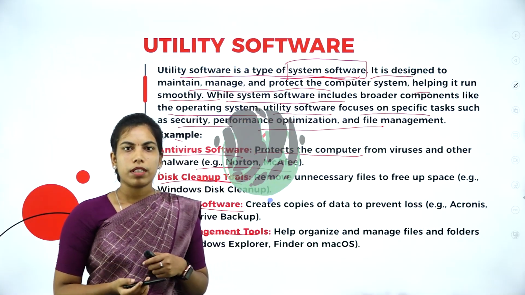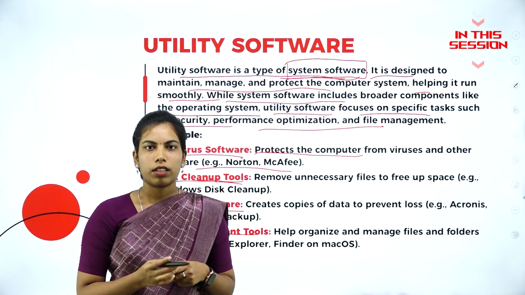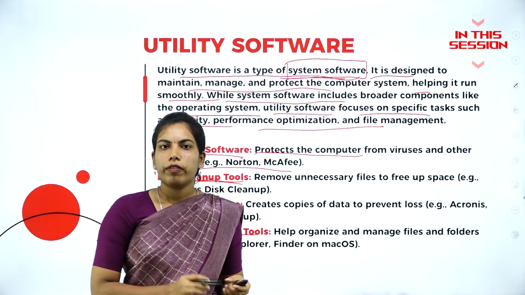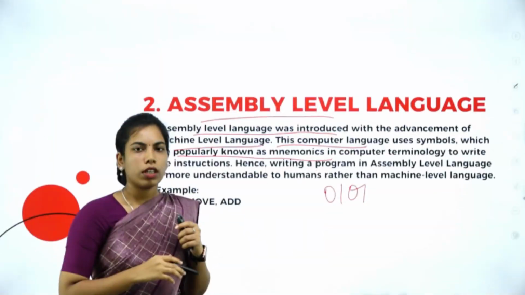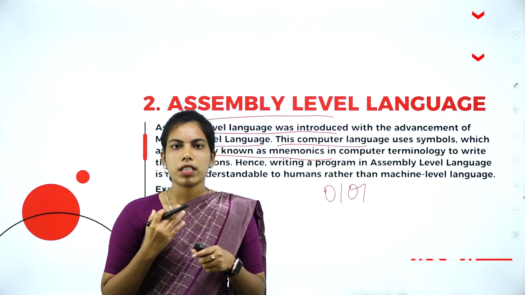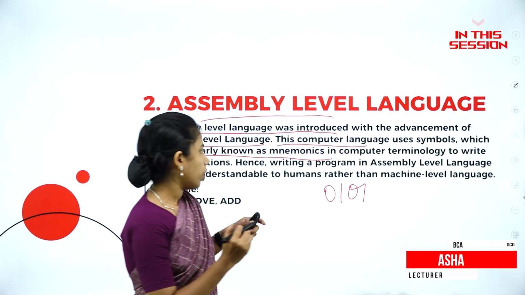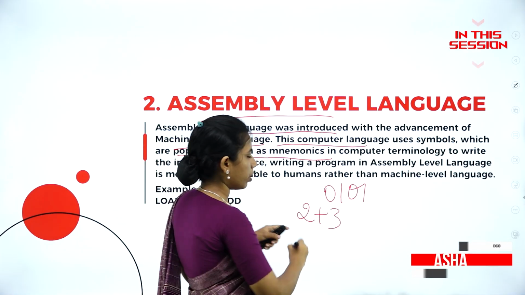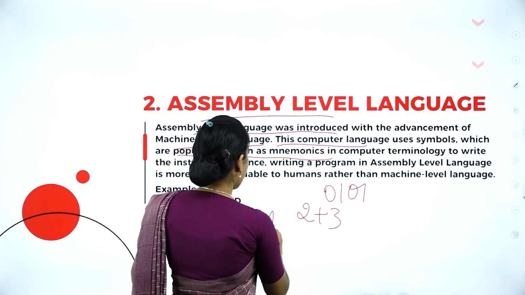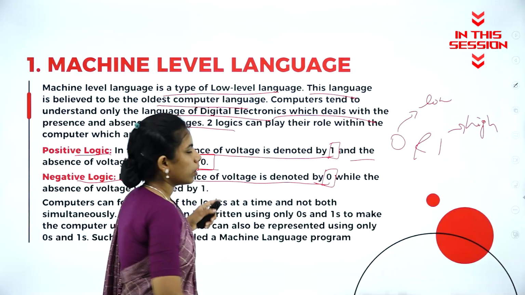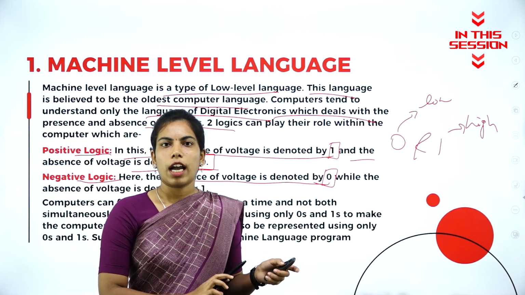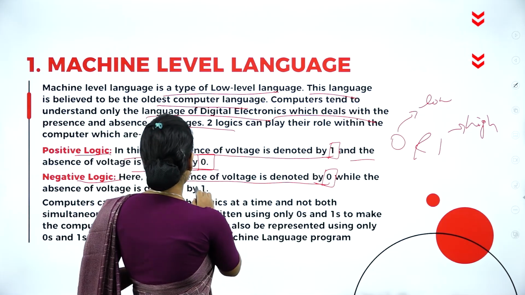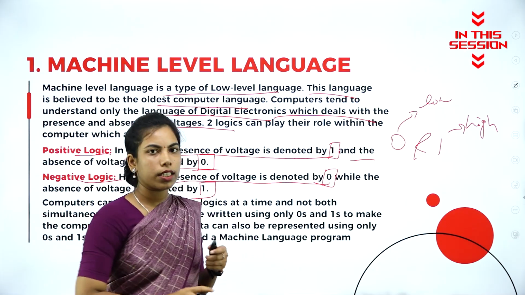If the disk cleanup is nothing but if the memory is not there, it will clean up some old files or some images. So mnemonics is nothing but to represent any one operation. For example, I have to do addition of two numbers. This will be stored in a mnemonic called add. So in the negative logic, 0 is the high possibility, 1 is the low possibility. So that's why absence of the voltage is 1.